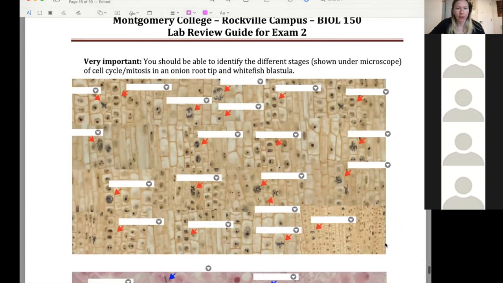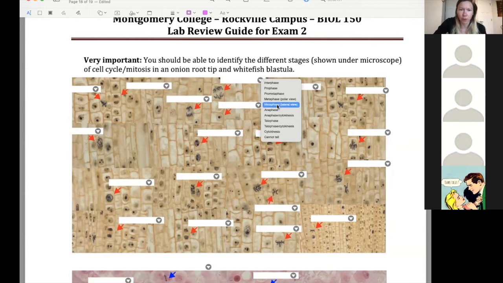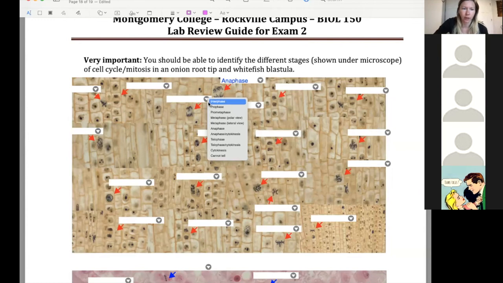Yes. All right. So we've got different stages of mitosis indicated by these red arrows. Some stages are going to be a little bit easier to identify than others. So for instance, the stage that looks like two hands coming apart, what stage is this? Anaphase. Exactly. We are pulling our chromatids apart.